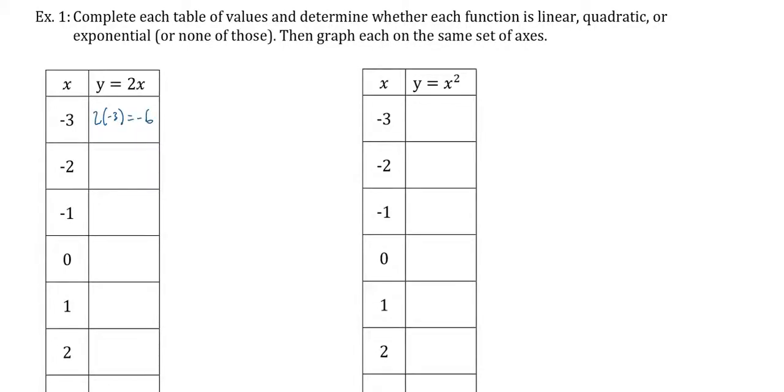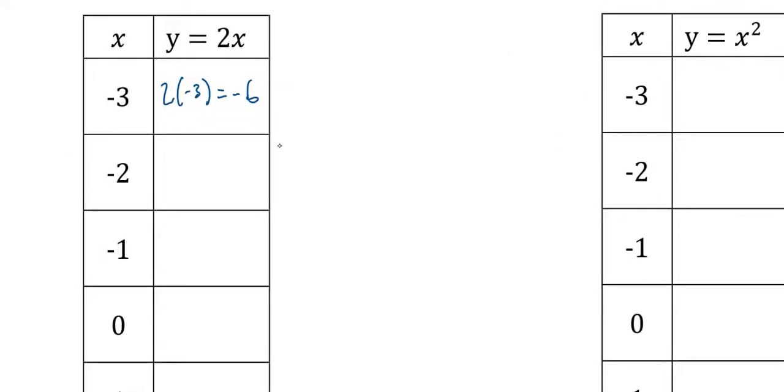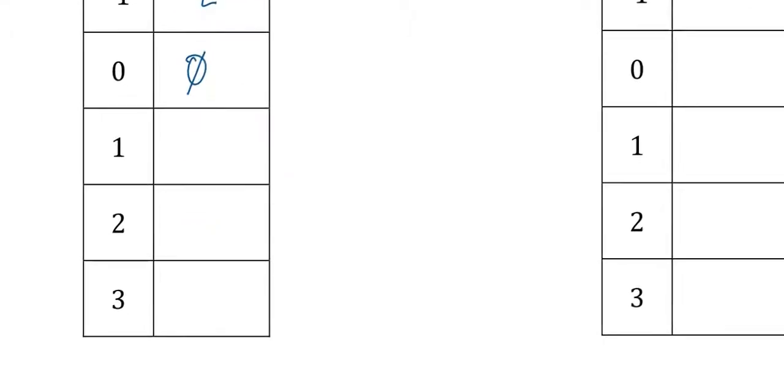So 2 times negative 2 is negative 4. 2 times negative 1 is negative 2. 2 times 0 is 0. 2 times 1 is 2. 2 times 2 is 4. 2 times 3 is 6. And I can use that to plot the graph. That's often what we do, but there are other things that we can do with this.